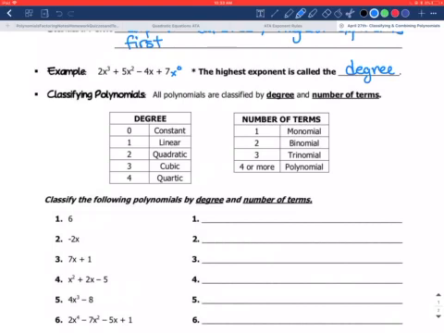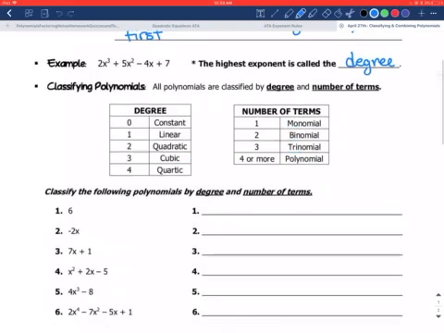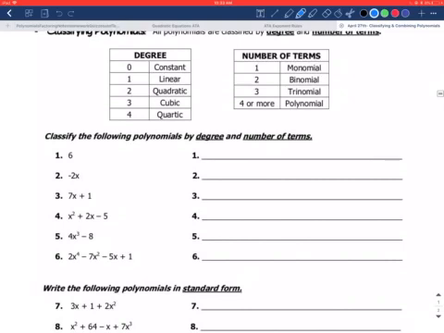So if your degree is 0, like what we have for the 7, if that is the highest degree you have, then that's called a constant. If it is 1, it's linear, 2 quadratic, 3 cubic, and 4 is quartic. So here, for our example, that would be x to the third, it would have been cubic. And then we also talk about the number of terms. One term is a monomial, binomial, 2, trinomial, 3, and if it's 4 or more, we just call it a polynomial. Poly means many.